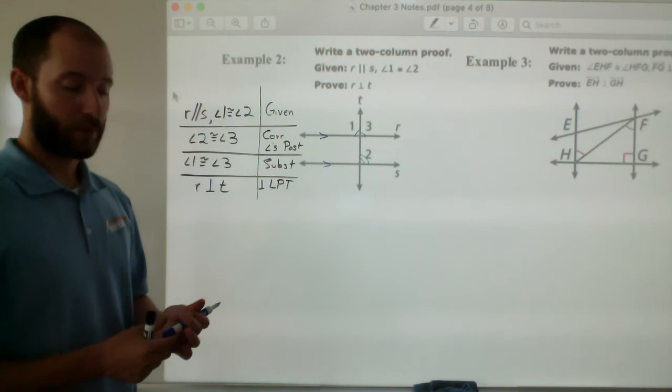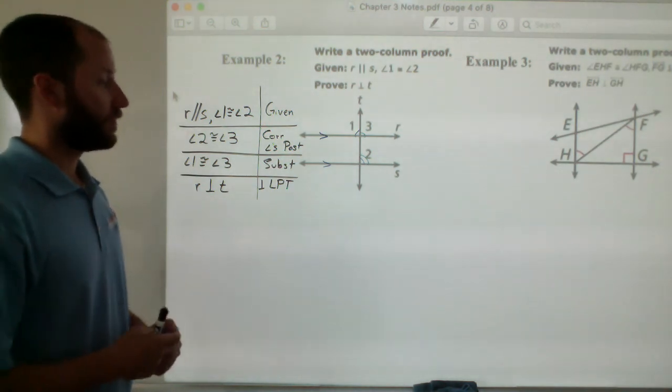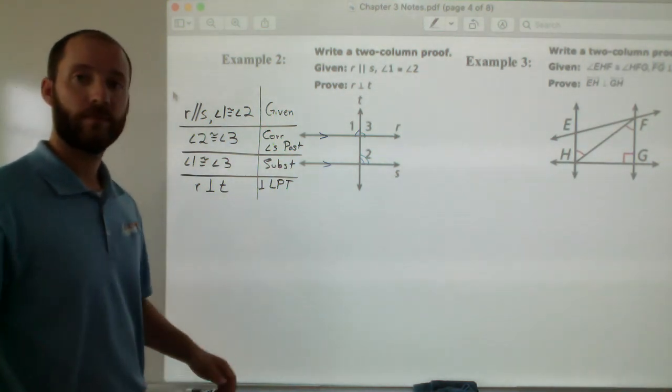One more example, example 3, you can take a look at that. Check my completed notes online, see how you did with it.